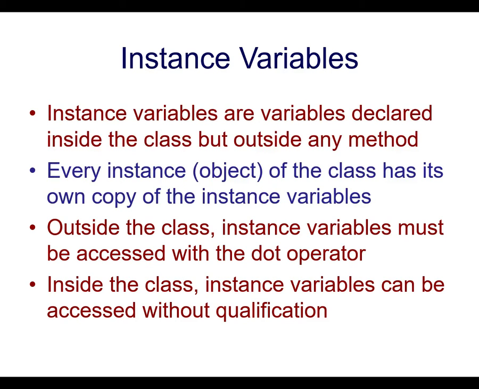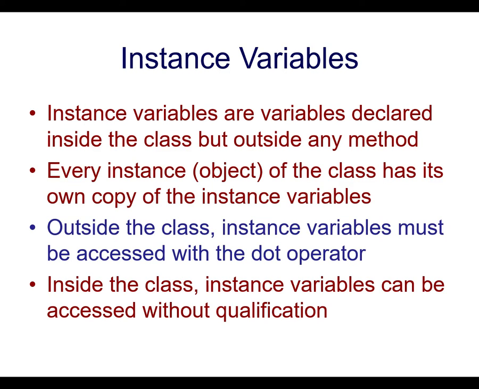The reason that these variables are referred to as instance variables is that every instance of the class, which is a synonym for object, has its own copy of these variables. We will see shortly that the same is not true of class variables.